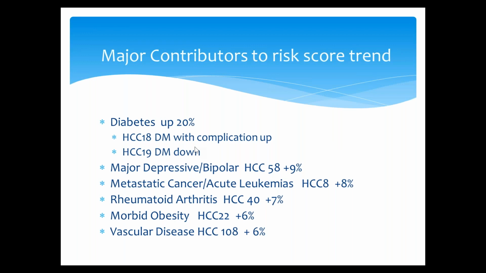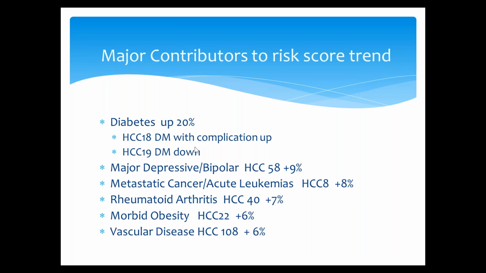We're seeing the diabetes with complications way up, the HCC 18. We're seeing the HCC 19 down. So that means either more people are developing complications, or we're not coding very accurately, as most of us just coded diabetes before because there was no incentive. So now we're coding better.